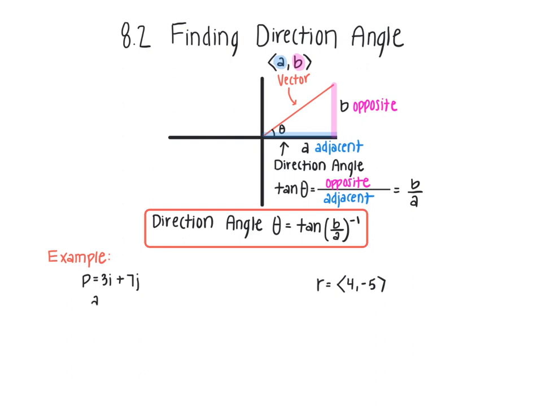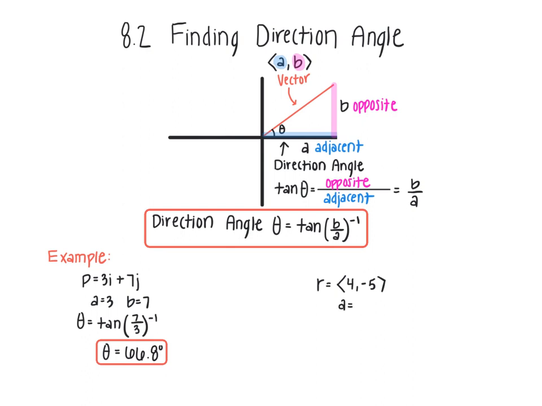I know A equals 3, B is equal to 7. I'm going to plug these into the formula. So theta is equal to tangent of B, which is 7, over A, which is 3, to the -1. Of course, you can use a calculator for this problem. And we get our final answer is 66.8 degrees. And now let's go ahead and move on to our second problem.